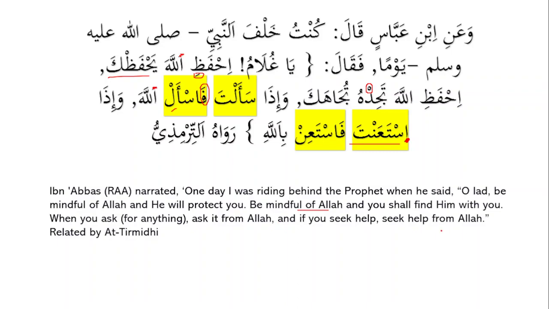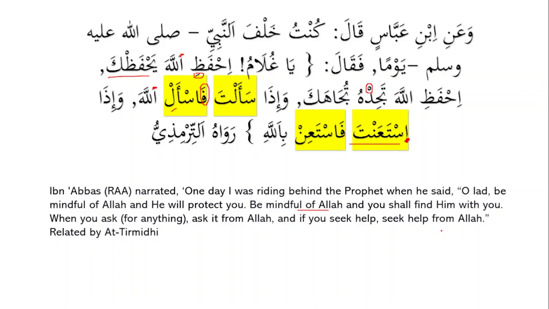That's what we say in Surah Al-Fatiha: اهدنا الصراط المستقيم صراط الذين أنعمت عليهم. So whenever we ask for the right path, or whenever we ask for help, we ask for help only from Allah subhanahu wa ta'ala. This is also from Arba'in an-Nawawi, the 40 ahadith of Nawawi rahimahullah, and also in Riyadh al-Salihin as well.